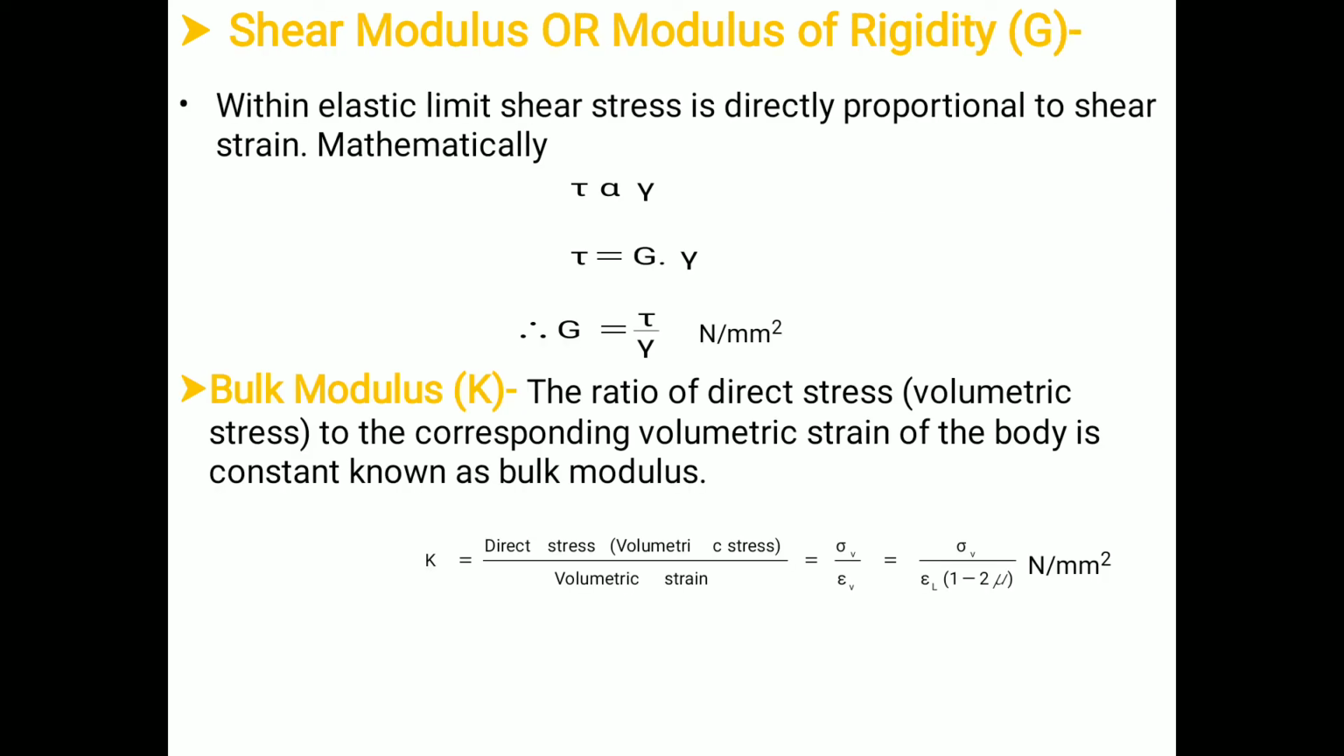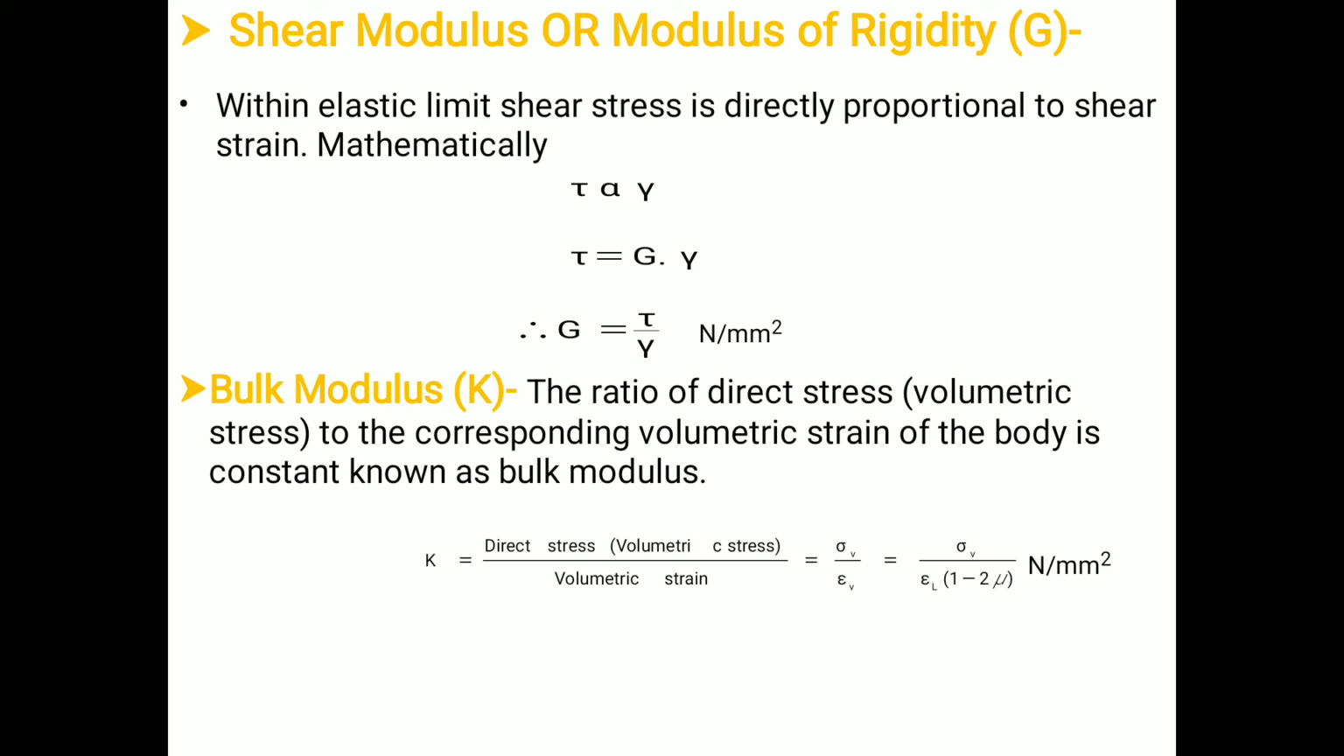Now we are going to discuss the concept of shear modulus or modulus of rigidity. It is denoted by the letter G. What does it mean? Within the elastic limit, shear stress, which is denoted by the letter tau, is directly proportional to shear strain, which is denoted by the letter gamma. Remember that this is the gamma.